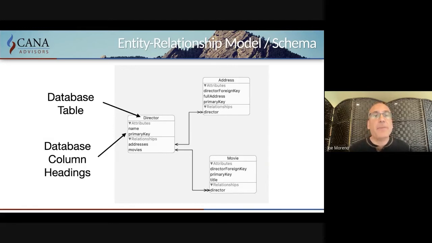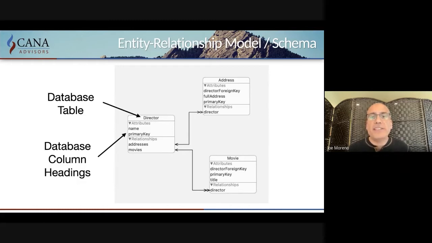We have a database table name. For example, there on the left, we have director, and then we have a list of column headings, in this case, name and primary key. And those arrows tell you how tables relate to one another.